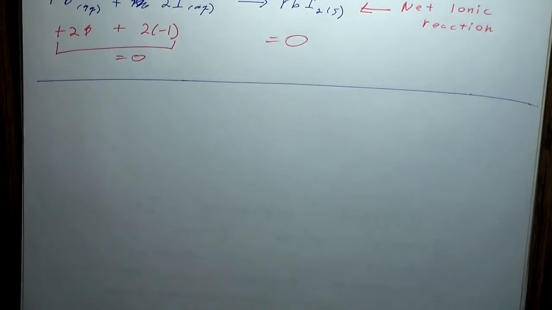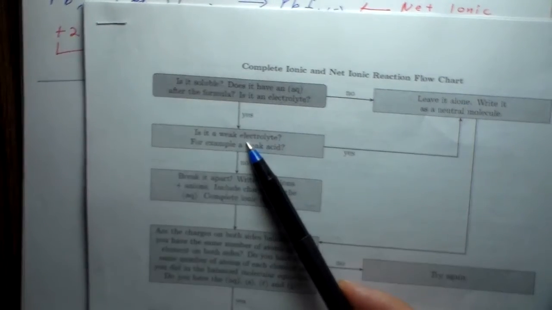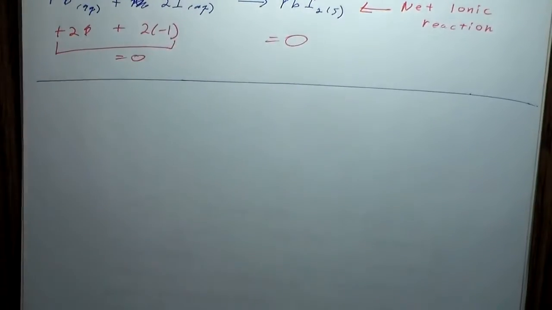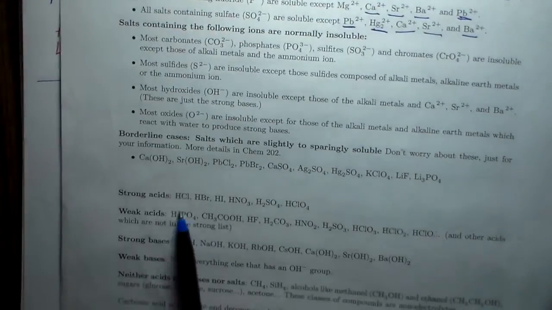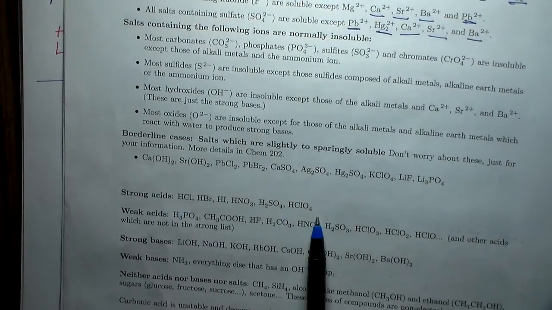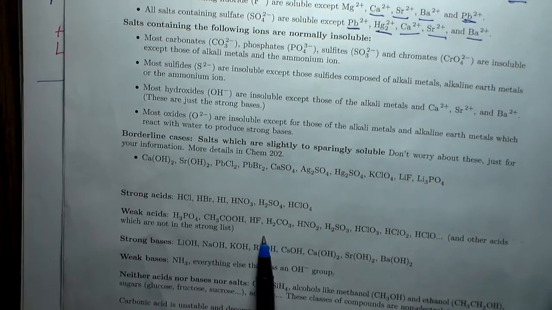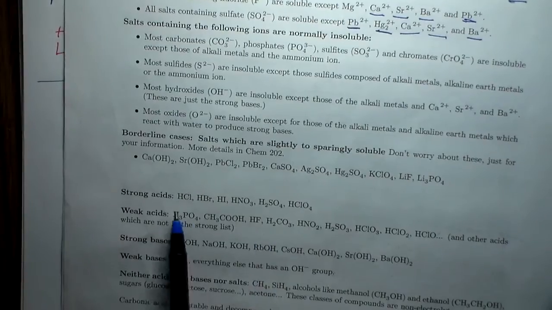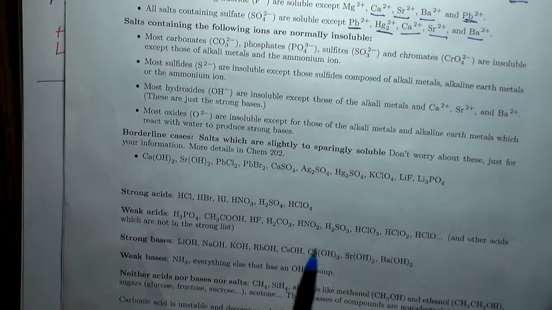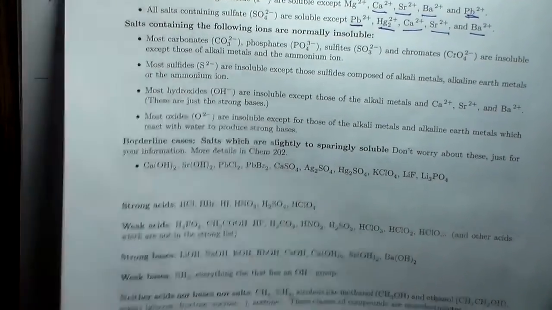So what we mentioned before was over here talking about, is it a weak electrolyte, a weak acid? Now, of course, on the handout here, I list the strong acids. And if you know the strong acids, and let's say you're dealing with another acid that's not a strong acid, well, then it is going to be a weak acid. So as long as you know what the strong acids are, everything else that's an acid is by definition going to be a weak acid.